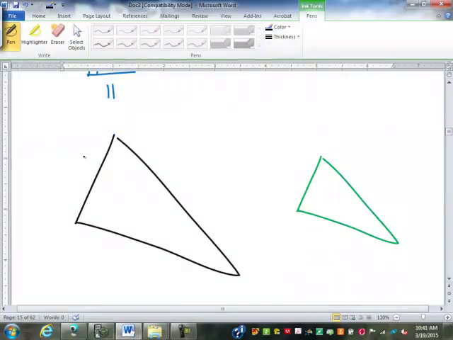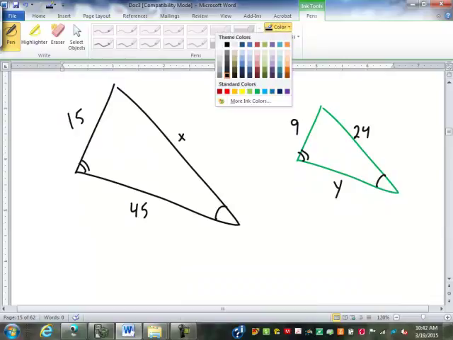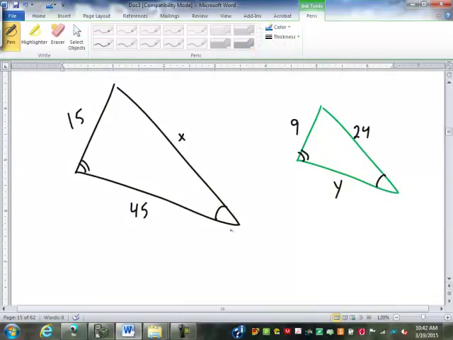Okay, so let's see here. Find x and y here. Now I will tell you this. This angle and this angle are the same, and this angle and this angle are the same. Find x and y. So how do we find, where do we start at least? What's our first move here?